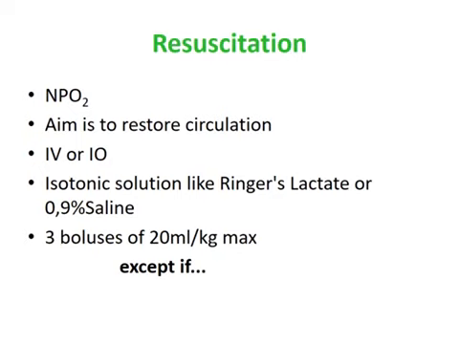We want to restore circulation, so get up intravenous or intraosseous access. 3 tries at a peripheral line. If you don't succeed, please insert an intraosseous line. It is a life-saving procedure. You will then need to give your patient fluid boluses. We use an isotonic solution such as Ringer's or saline. Do not use a glucose-containing solution for boluses. You will give up to 3 boluses of 20 ml per kilogram.